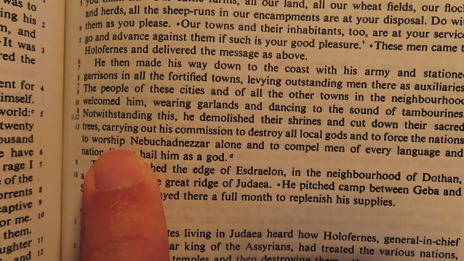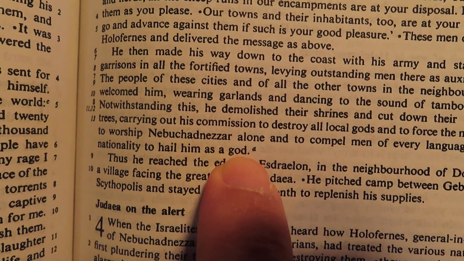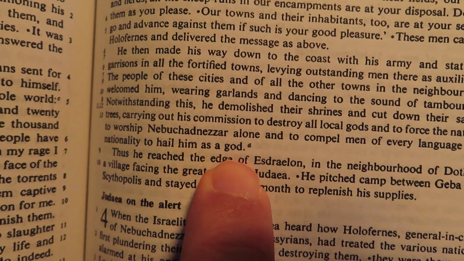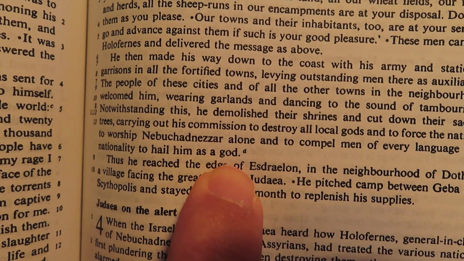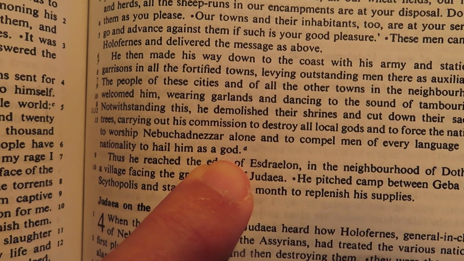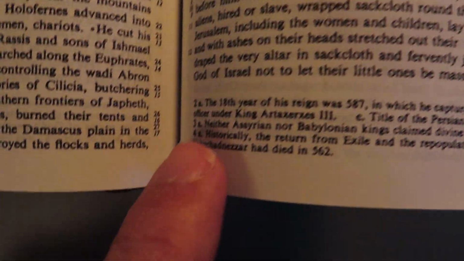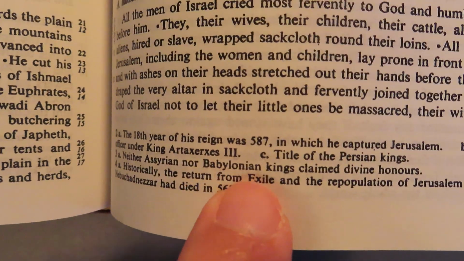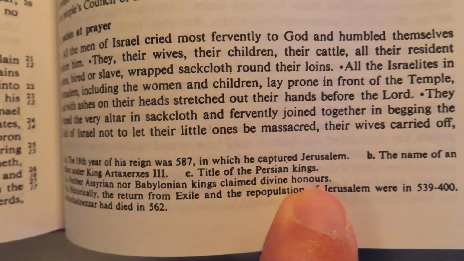So Holofernes is demanding that everyone worship Nebuchadnezzar alone and compel men of every language and nationality to hail him as a god. So Nebuchadnezzar wants to be hailed as a god. The Jerusalem Bible points out the historical problem with this. Neither Assyrians nor Babylonian kings claimed divine honors.